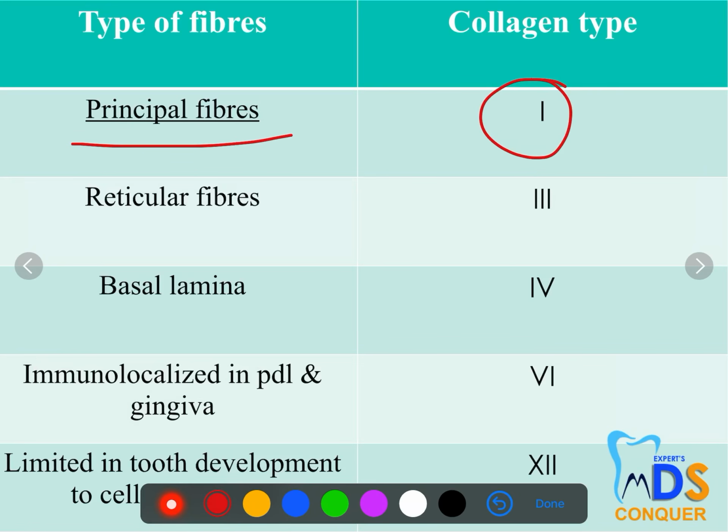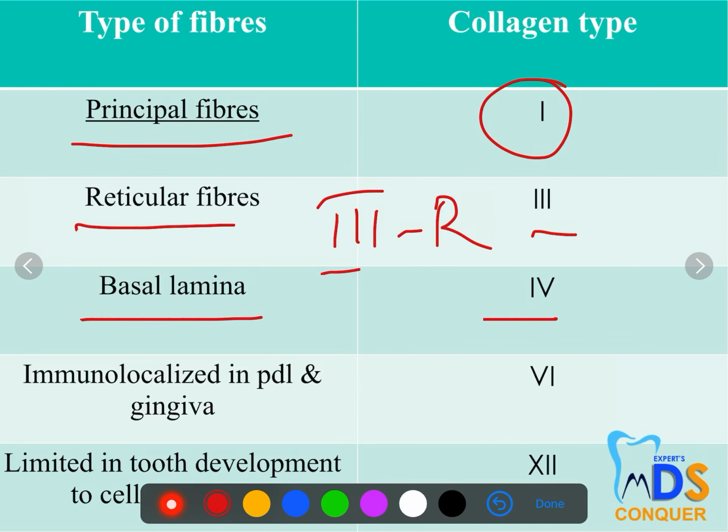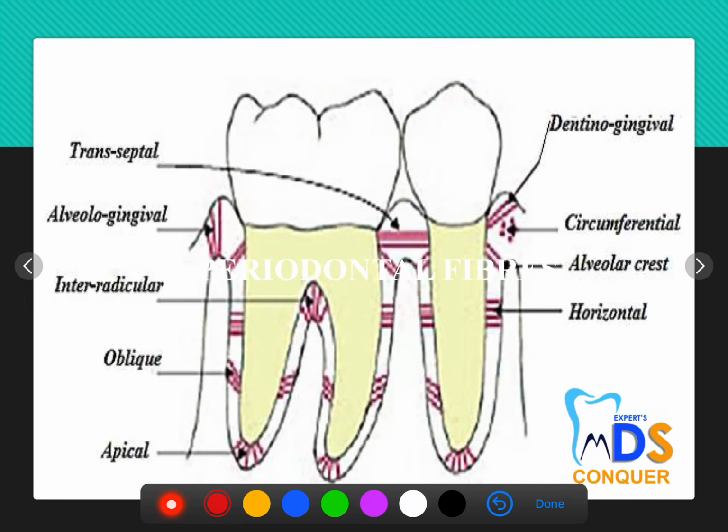Like in principal fibers, to remember, type 1 is the topmost, which is principal. For reticular fibers, I remember it as 3R, that is reticular and number 3. The basal lamina, so base is number 4, the last one. So the basal lamina is at the base, composed of collagen type 4. Similarly, you can remember 6 as well as 12, saying that it is immunolocalized in PDL and gingiva, and in case of number 12, it is limited in tooth development to the cell. This is a small mnemonic on how to remember.